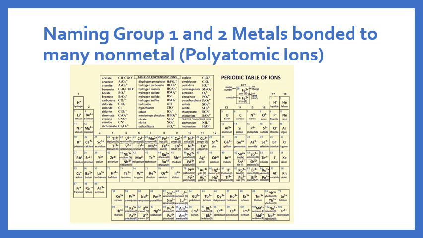Okay, so now we're going to name group 1 and 2 metals bonded to many nonmetals, which are called polyatomic ions. So again, group 1 and 2 is here, highlighted in the red. And then my many nonmetals, which are polyatomic ions, are actually in this table.